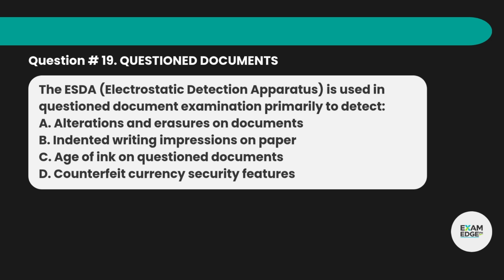Question number 19. Questioned documents. The ESDA, electrostatic detection apparatus, is used in questioned document examination primarily to detect: A. Alterations and erasures on documents. B. Indented writing impressions on paper. C. Age of ink on questioned documents. D. Counterfeit currency security features.